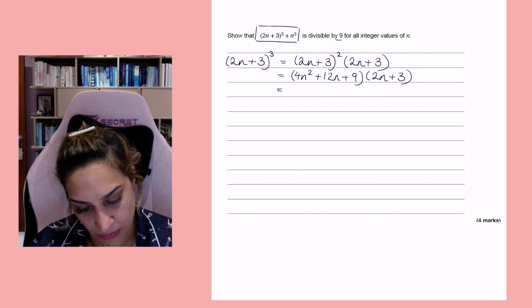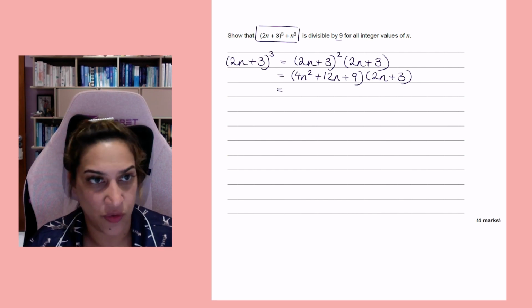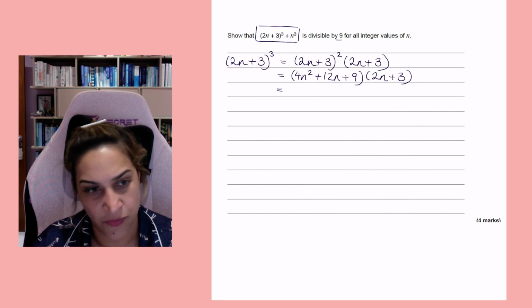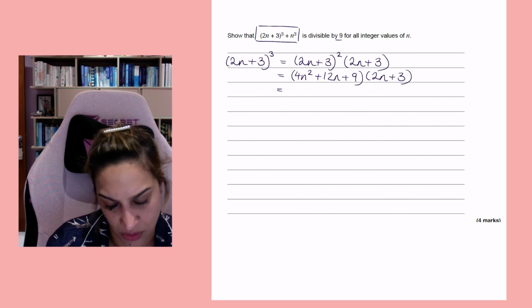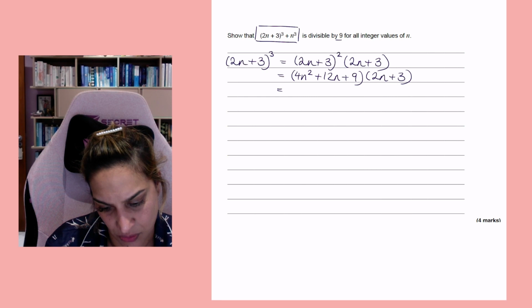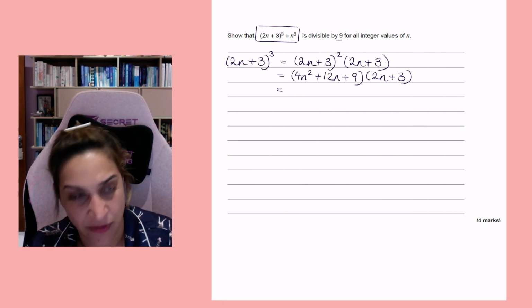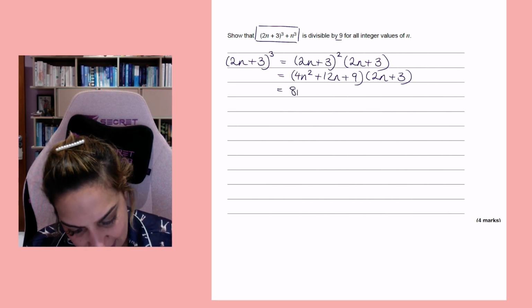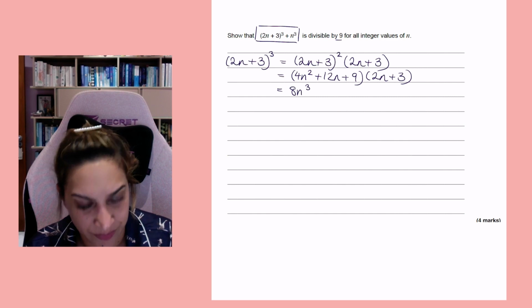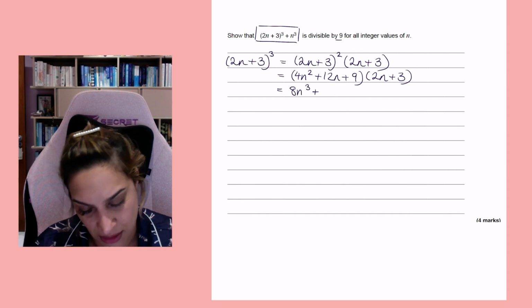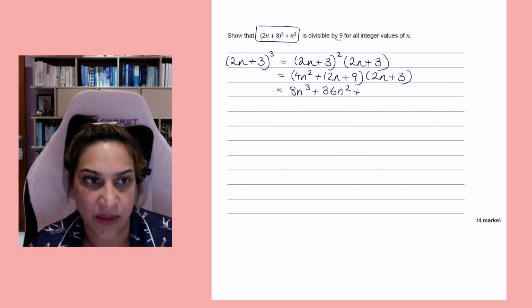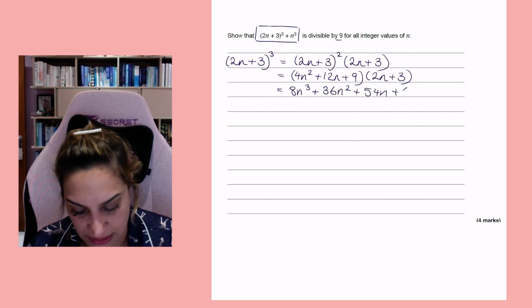And then you're going to have 4 times 2n squared. Yeah, so we're going 4 times 2 here. So we're going to get 8n cubed plus 36n squared plus 54n plus 27.